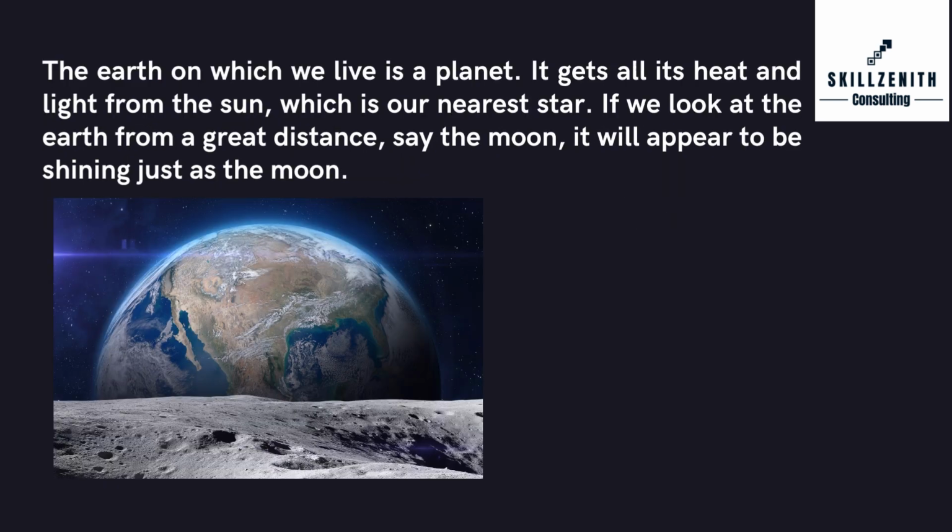In fact, the Earth on which we live is also a planet. It gets all its heat and light from the sun. So the Earth does not produce its own heat and light. We get all the heat and light from the sun, which is our nearest star.